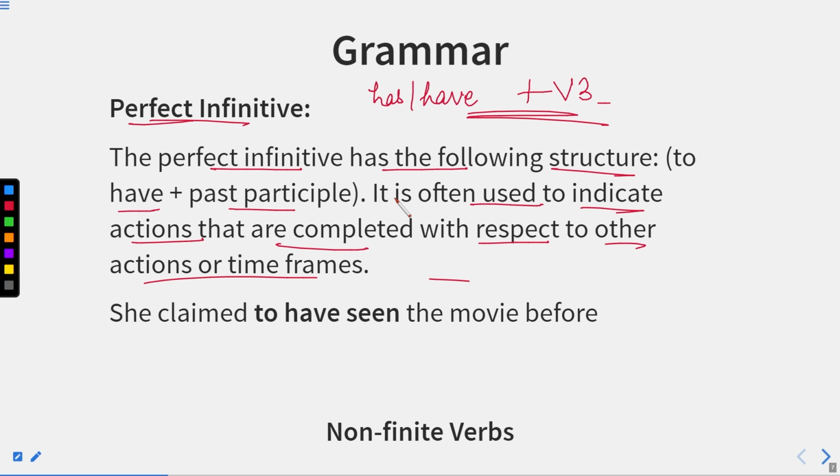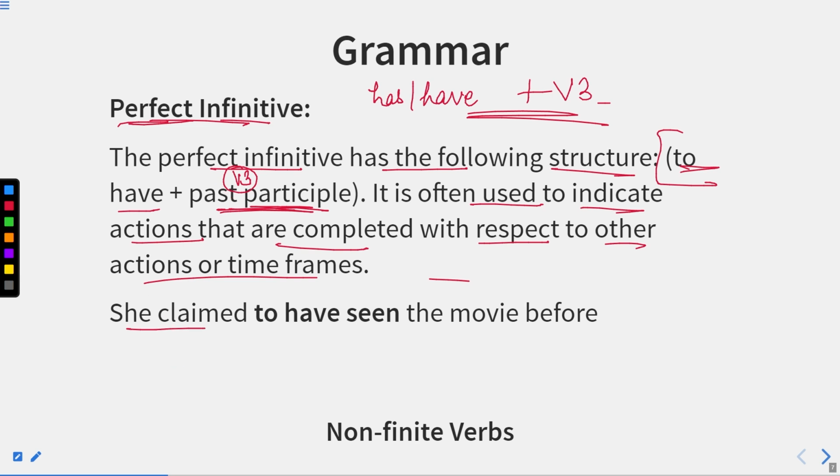But in case of perfect infinitive, perfect means has or have, and infinitive means to plus verb 1. So in this kind of structure, we have to plus have plus past participle. Past participle refers to verb third form. It is often used to indicate actions that are completed with respect to actions or time frames. It means some action that has been completed within the time frame that we show in perfect infinitive.